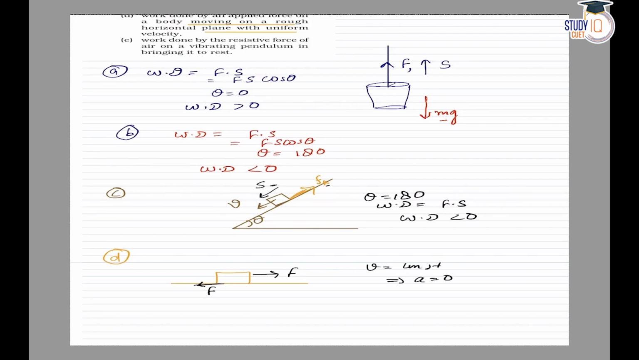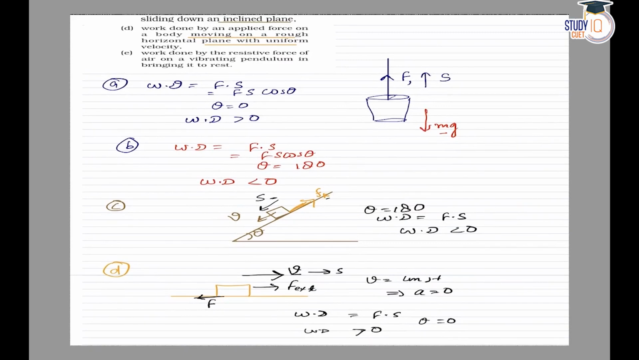Now in order to find the work done by the external agent who is applying the force F, work done is equal to F dot S. The block is moving in this direction with constant velocity v, so displacement would also be in this direction. So work done is equal to F dot S, which is greater than 0, as theta in this case is equal to 0. So work done would be greater than 0.